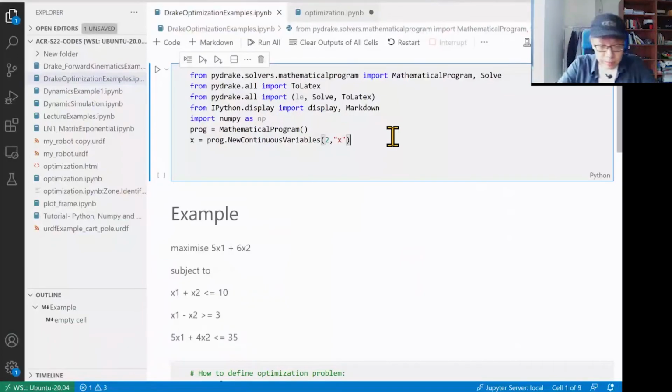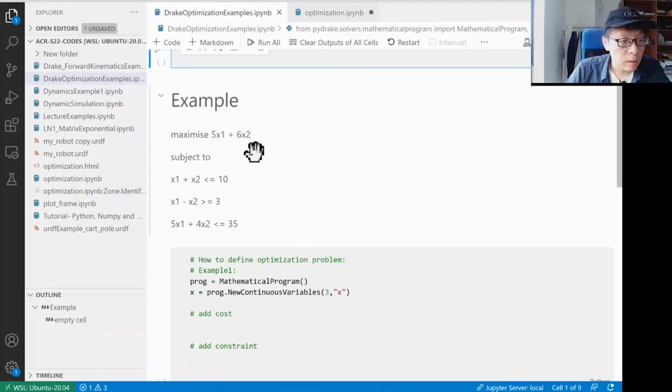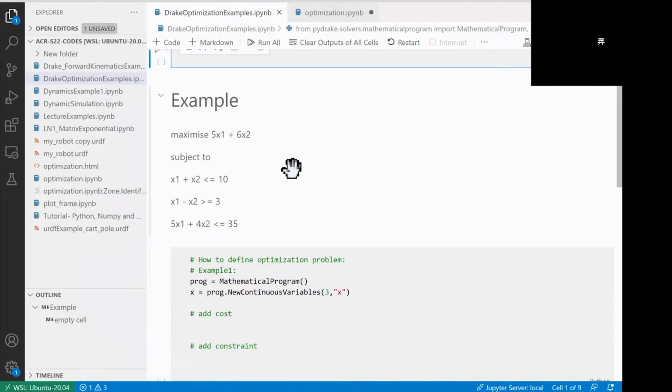Let's look at the Drake examples. As I mentioned before, the reason we want to introduce optimization is to make sure you can use it. Drake is not only for robotic simulation, but also a very powerful tool to solve optimization problems and design controllers. This optimization functionality is very good. Let's work with an example. What kind of problem is this? This is a linear program.